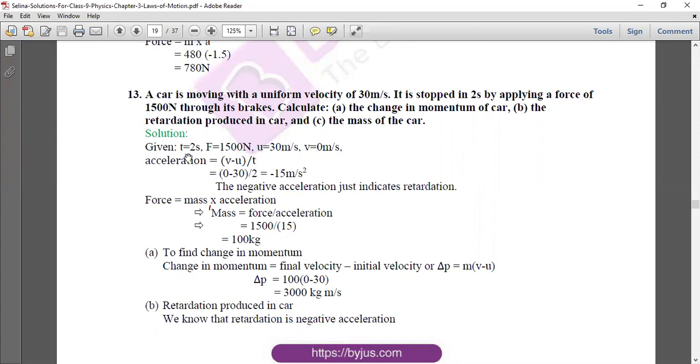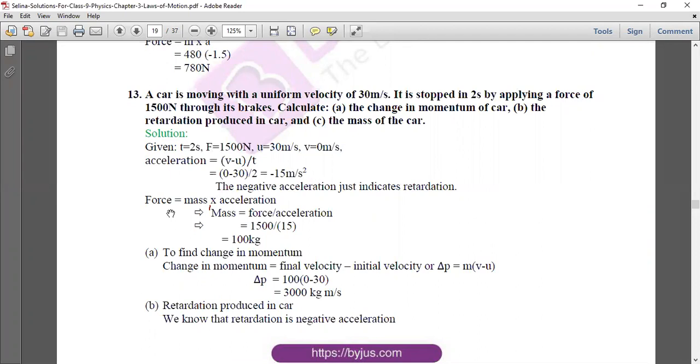Acceleration is v minus u divided by t, that is 0 minus 30 divided by 2. Initial velocity is 30 meter per second, final velocity is 0. So we will get minus 15 meter per second square. This minus sign indicates that it is retardation, that is negative acceleration.